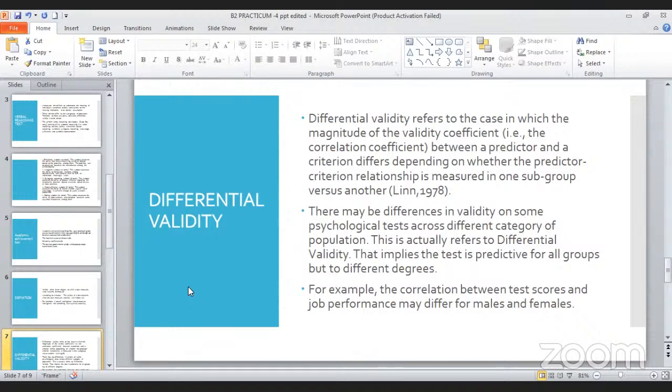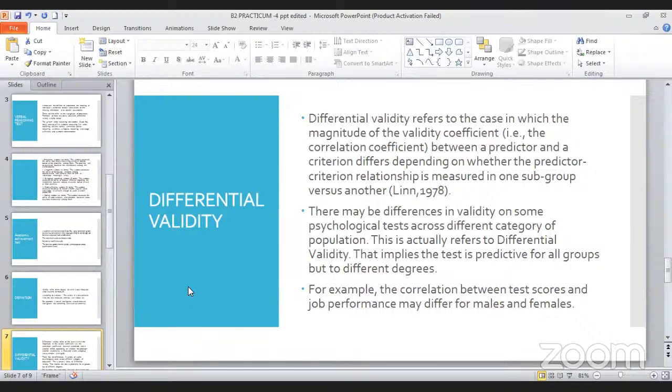There may be differences in validity on some psychological tests across different categories of population. This actually refers to differential validity. That implies the test is predictive for all groups, but to different degrees. So, for example, the correlation between test scores and job performance may differ for males and females.